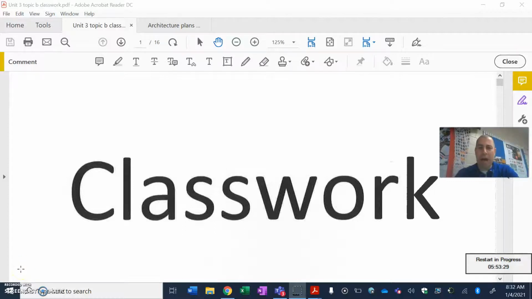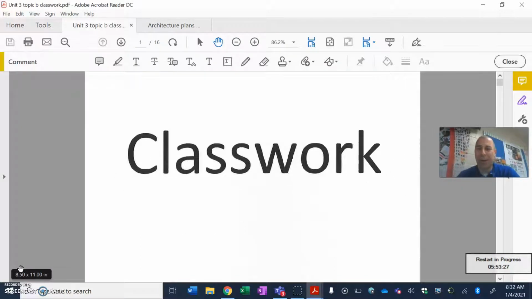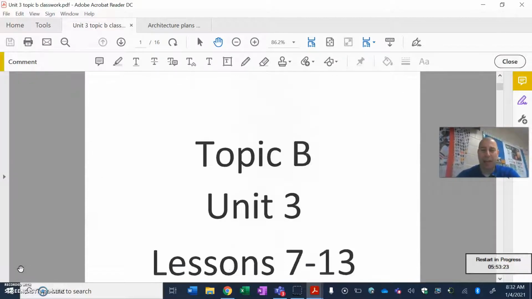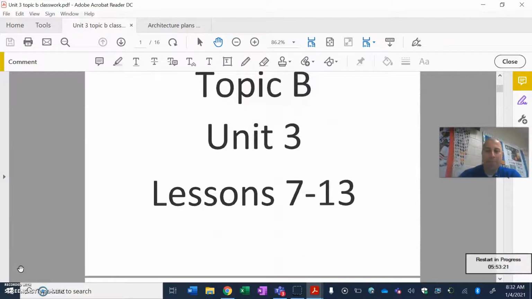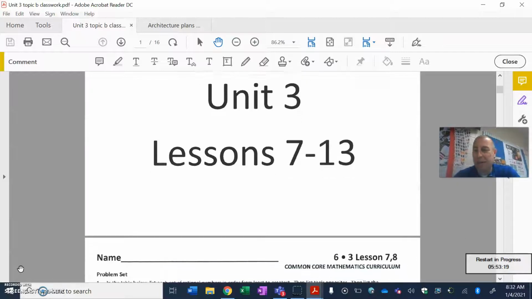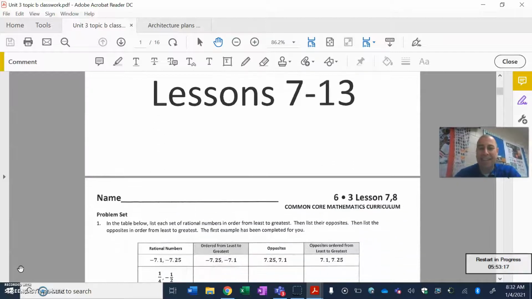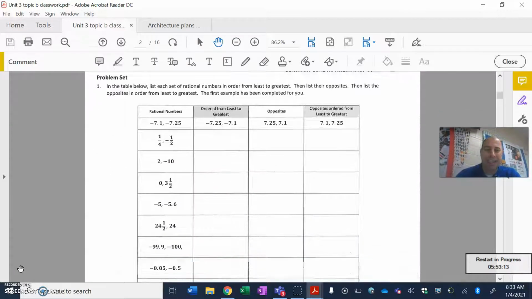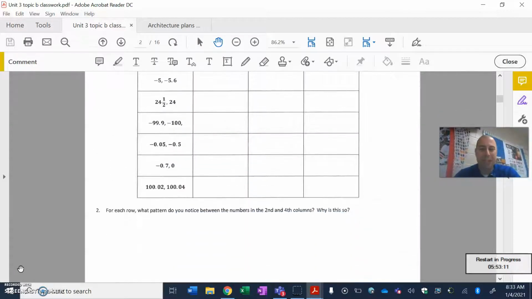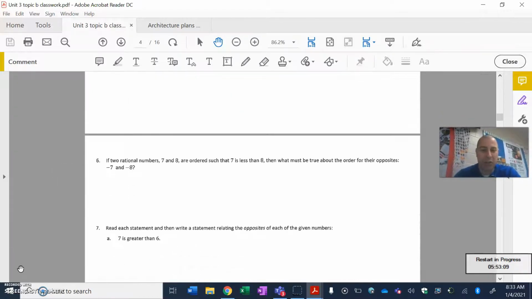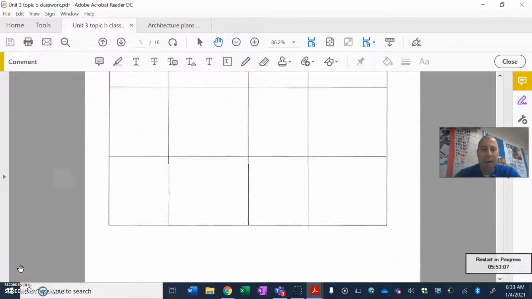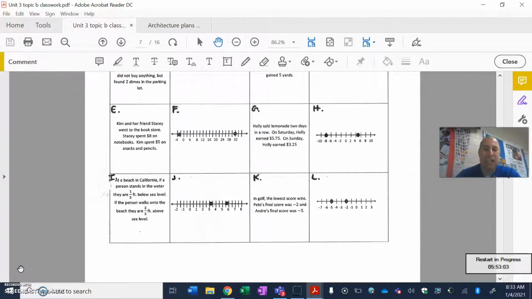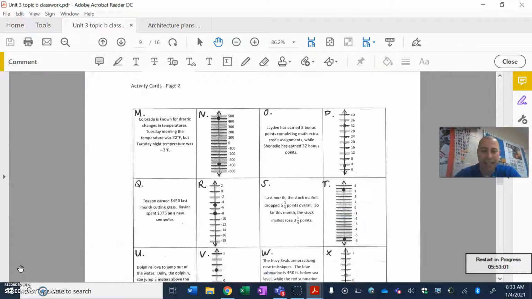Hey everyone, we're going to walk you through your assignment here in your classwork. So we are in your classwork packet, topic B, unit 3. We're going to get ourselves all the way to lesson number 10 here. So a little trip down memory lane. In lessons 7 and 8, we were putting items in order from least to greatest or greatest to least. We had a scenario section here where we were matching the phrase with the number line that's there.